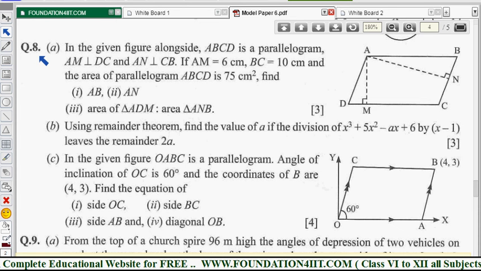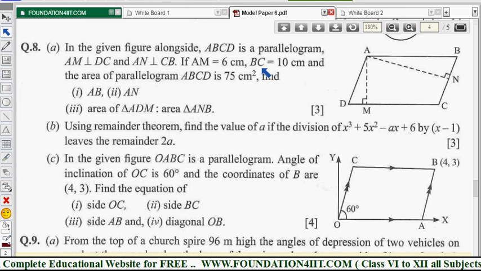So let us see this question number 8 from this paper now. First one, in the given figure alongside, ABCD is a parallelogram. AM is perpendicular to DC. DC is the base, then AM is the height, and AN is perpendicular to CB. If you take CB as the base, then this AN is the height, in the same parallelogram.